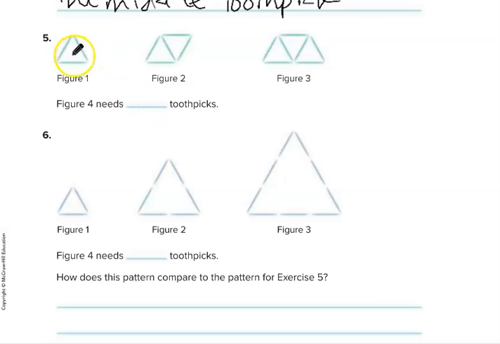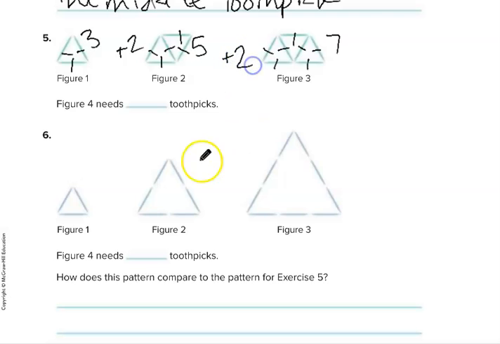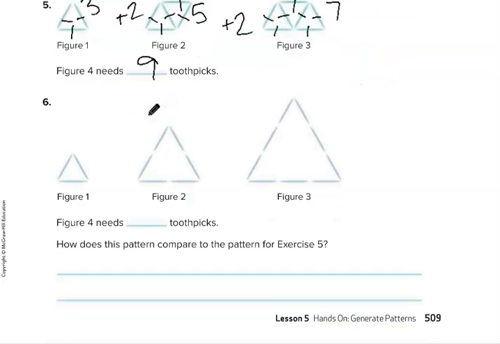Okay, so 3 toothpicks here. 1, 2, 3, 4, 5. 1, 2, 3, 4, 5, 6, 7. So what is the pattern here? How do I get from 3 to 5? I add 2. How do I get from 5 to 7? I add 2. So figure 4 then would be 7 plus 2. 7 plus 2 is 9 toothpicks.